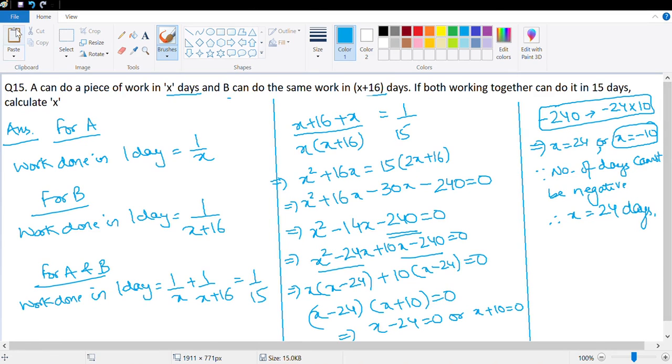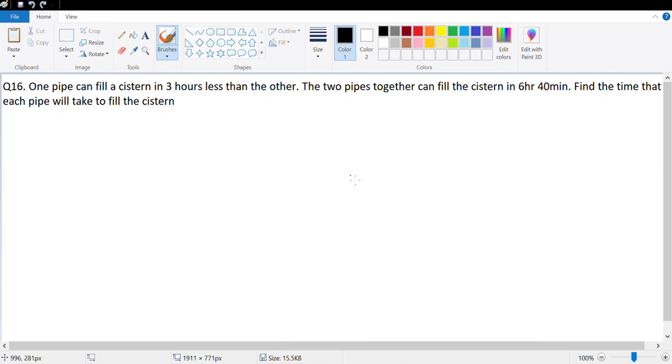Good, let's look at the next question. The next question that we do is question number 16. Question number 16 says one pipe can fill a cistern in 3 hours less than the other. Okay, so let the time taken be x hours and x plus 3 hours. So one takes x hours, the other takes x plus 3 hours.